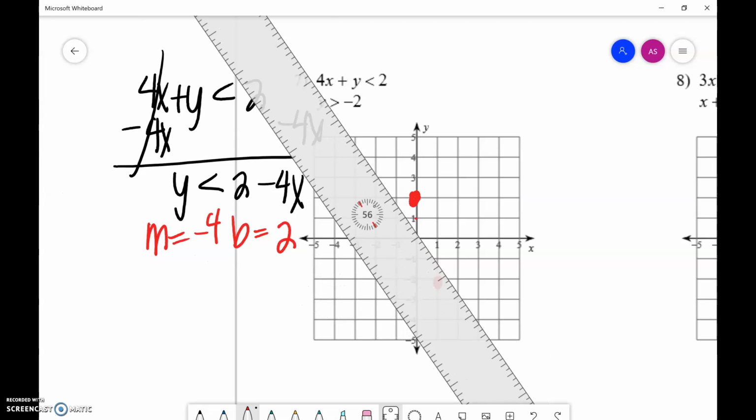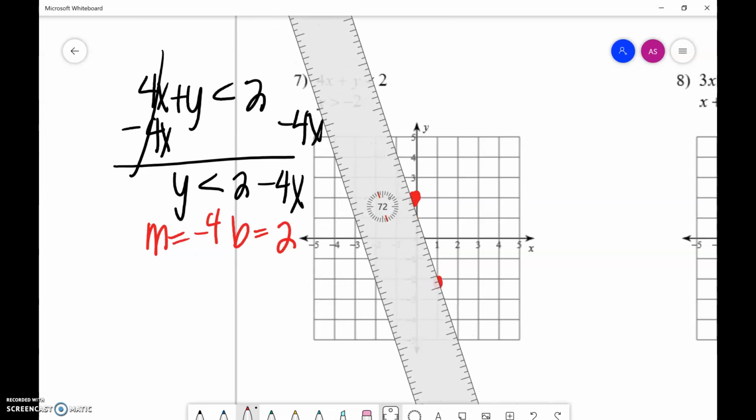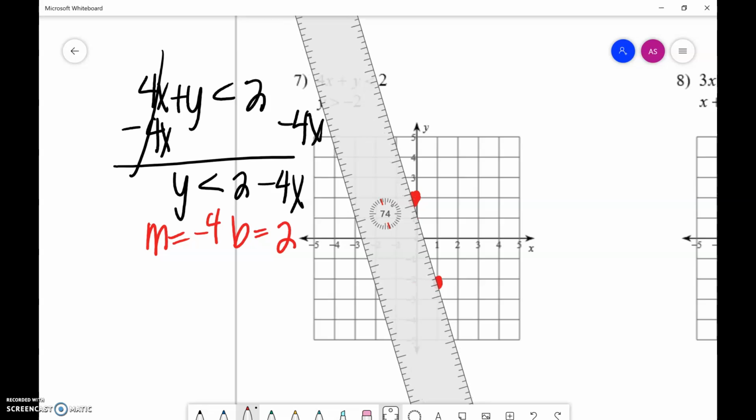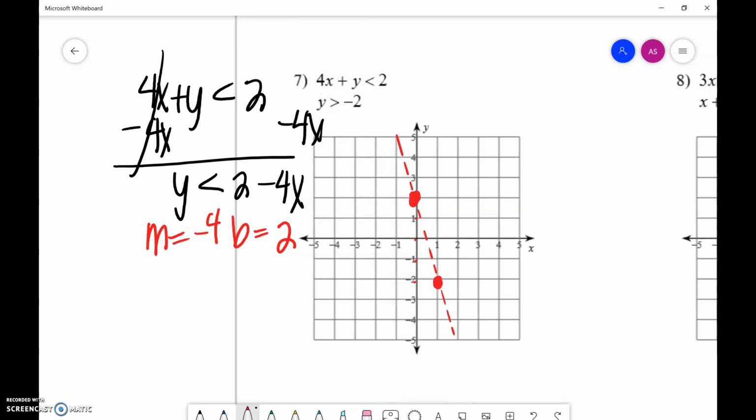So I'm ready to draw my line, which since I have the less than sign, I'm going to have a dotted line. So we're going to draw our dotted line. Then I shade below because again, we have less than.